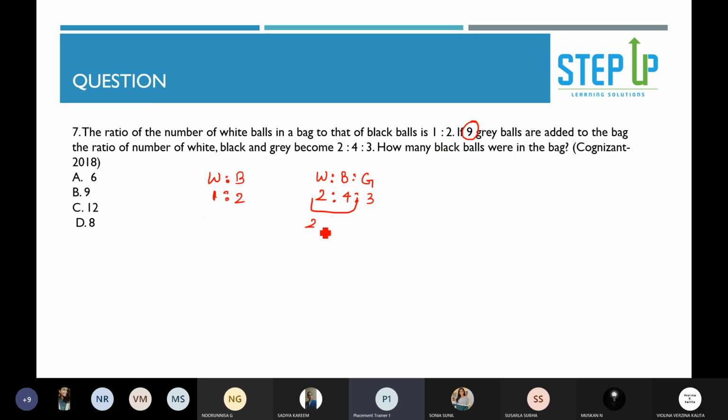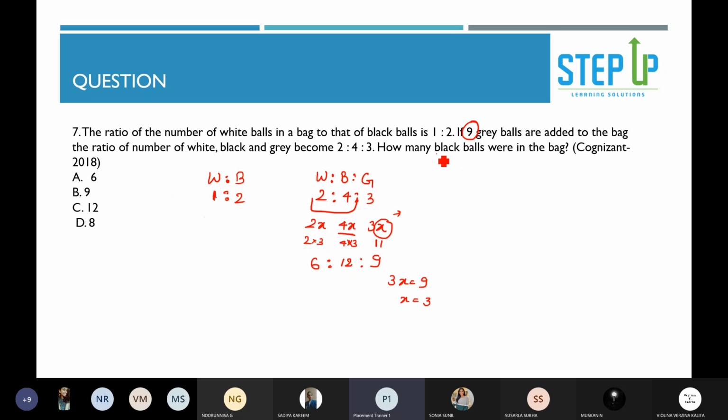Which means if I assume 2x, 4x, 3x were the number of white balls, black balls and gray balls respectively, how many gray balls have they added? 9. Which means what will be the value of this x? 3x is equal to 9, so x is equal to 3. So if x is equal to 3, what will be this? 12, 4 into 3. What will be this? 6, 2 into 3. So 6 is to 12 is to 9.